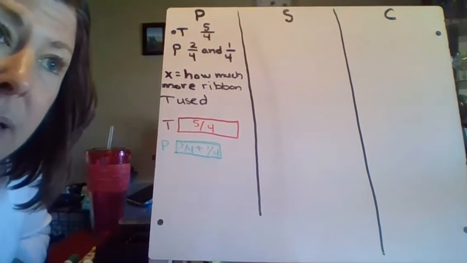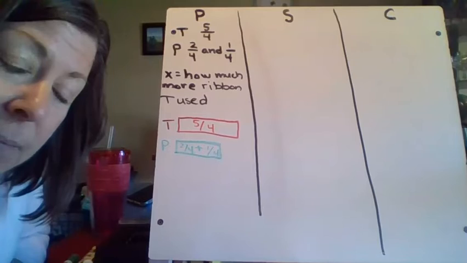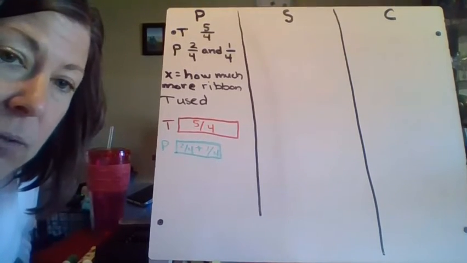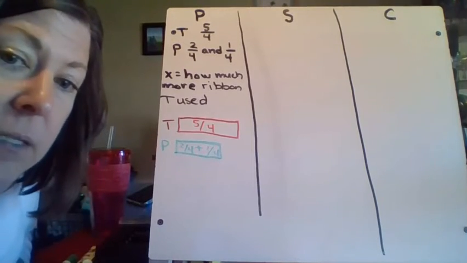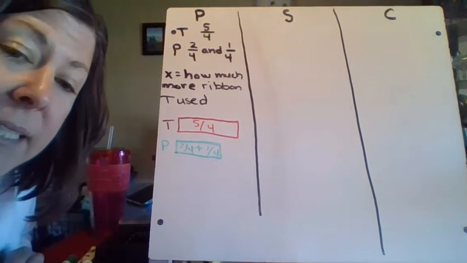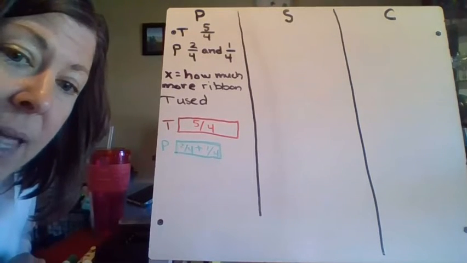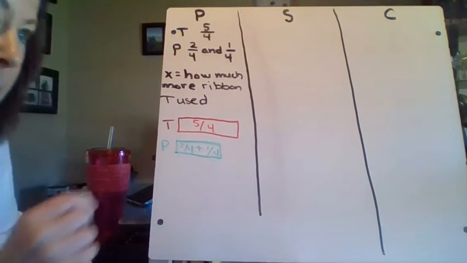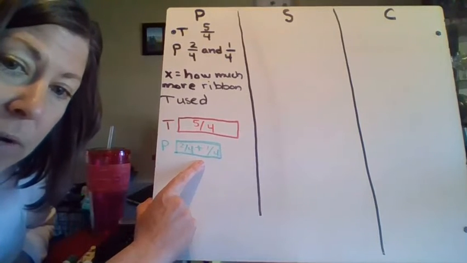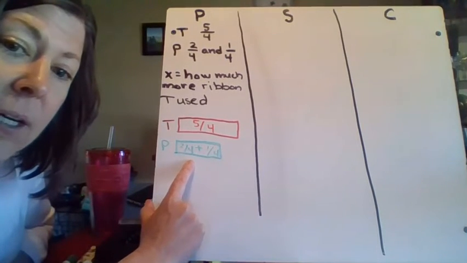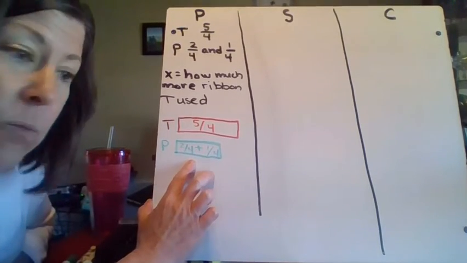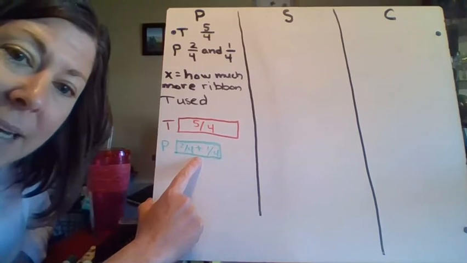Then I set up two diagrams. Now, if it says how much more did Tiana use, that means Tiana used more. So I made my diagram for hers longer. And Tiana used 5/4. And then for P, for Paula, she used 2/4 and 1/4. 2/4 of one color and 1/4 of another. So in place of that word "and," the 2/4 and 1/4, I put a plus sign.